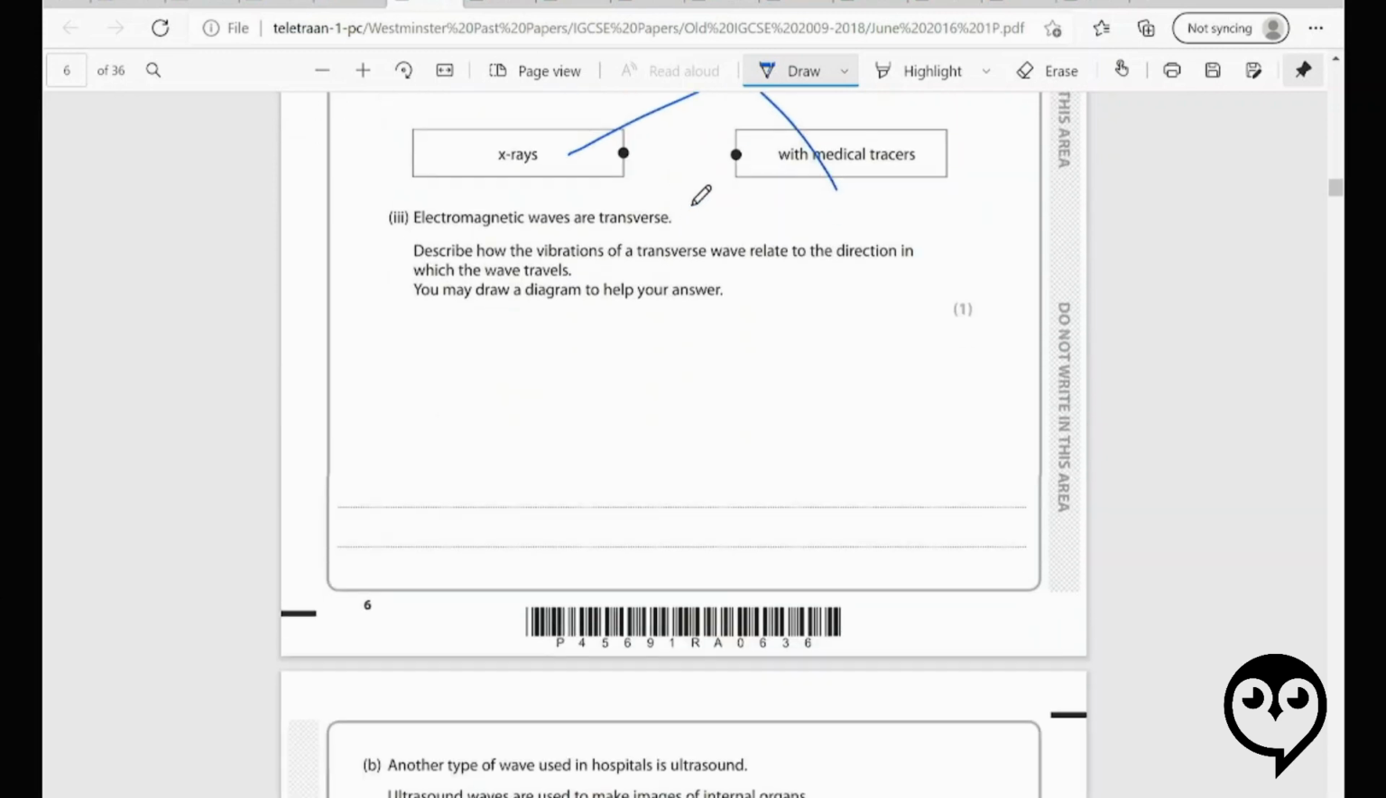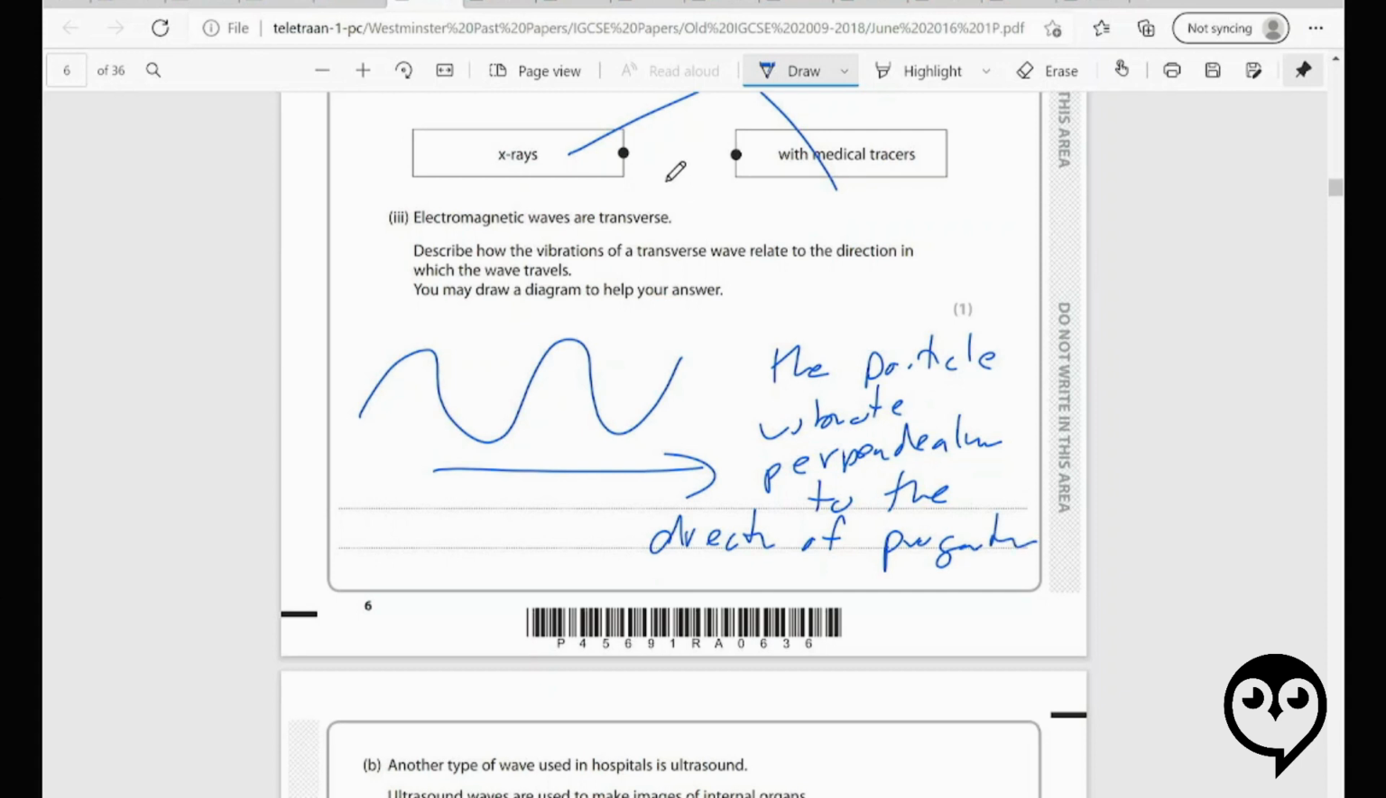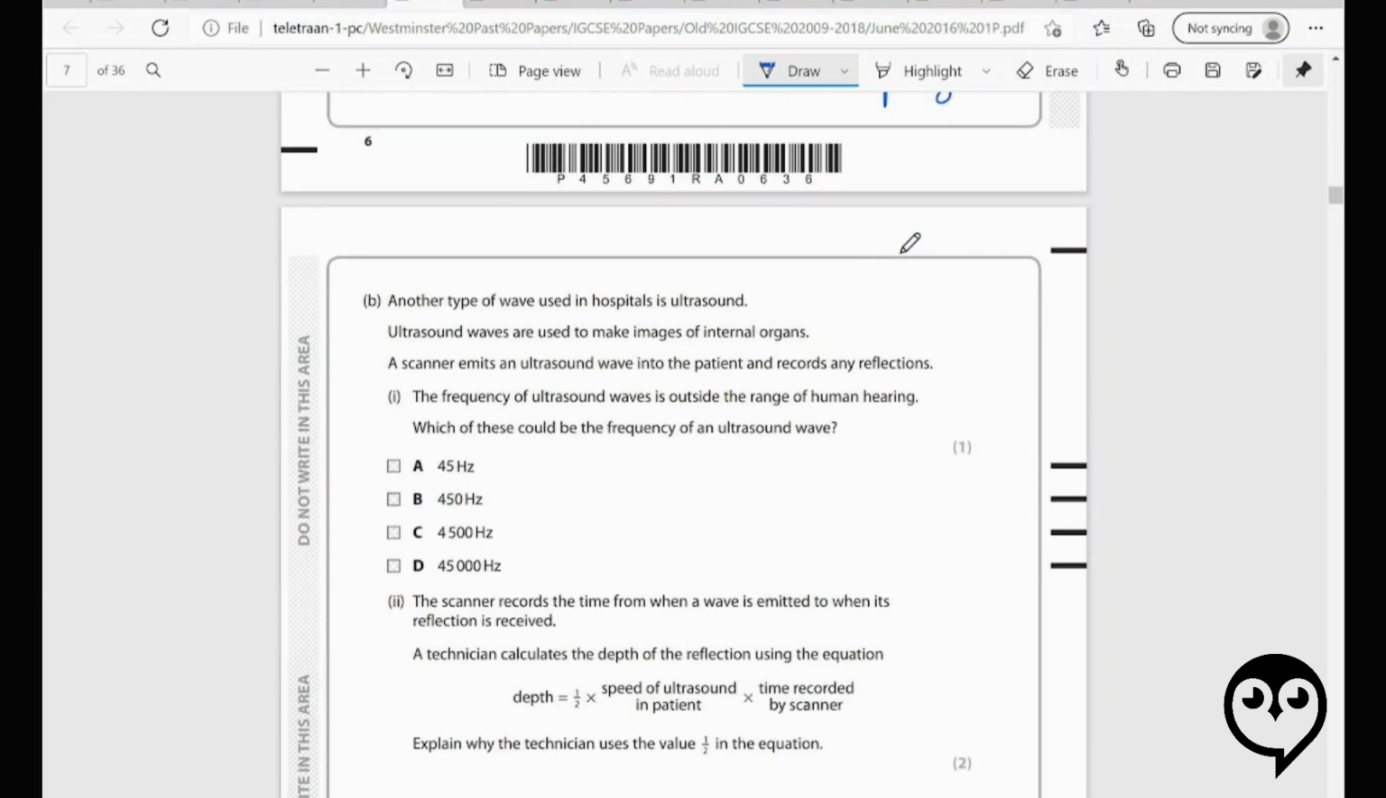EM waves are transverse. Describe how the vibrations of a transverse wave relate to the direction of the wave it travels. Okay, so here's a transverse wave. We can say the particles vibrate perpendicular to the direction of propagation. That's basic transverse waves knowledge right there.